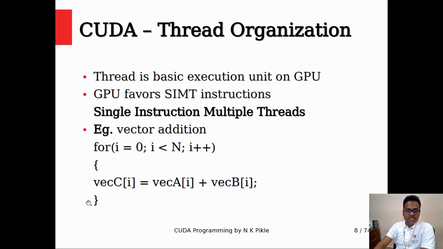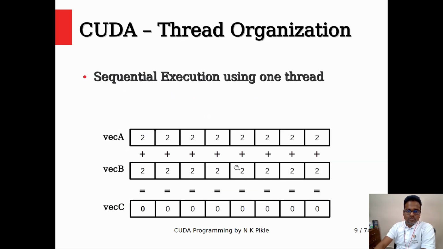First we'll try to understand how that computation is performed sequentially on the CPU side, and then we'll try to understand what if we have multiple threads, how we can execute this particular computation. To demonstrate that, let's see this particular picture. We have vector A which has 8 elements, vector B also has 8 elements, and the values are initialized to 2. What we have to perform is the addition of the corresponding elements of vector A and B, which will be stored into the vector C.